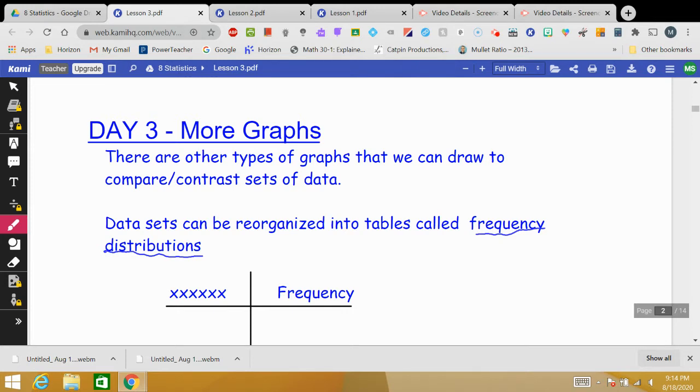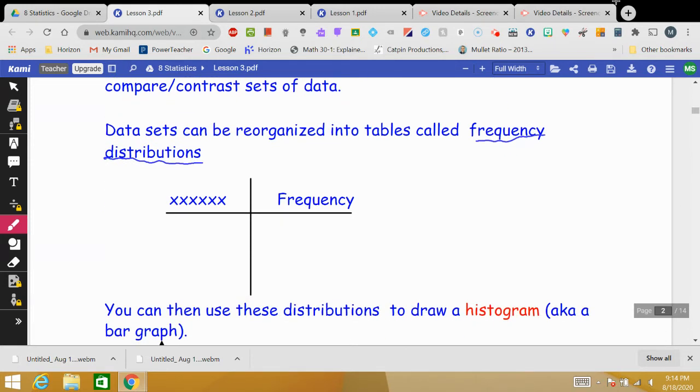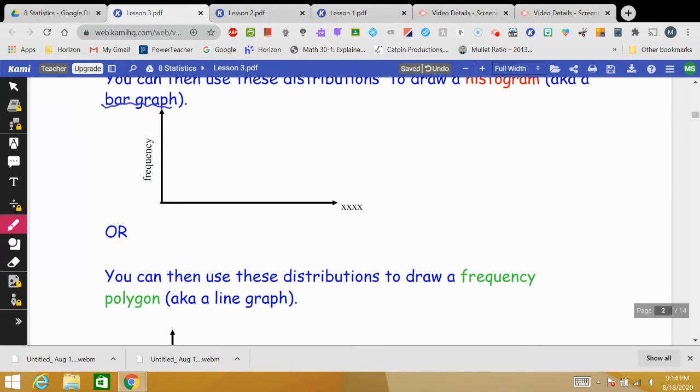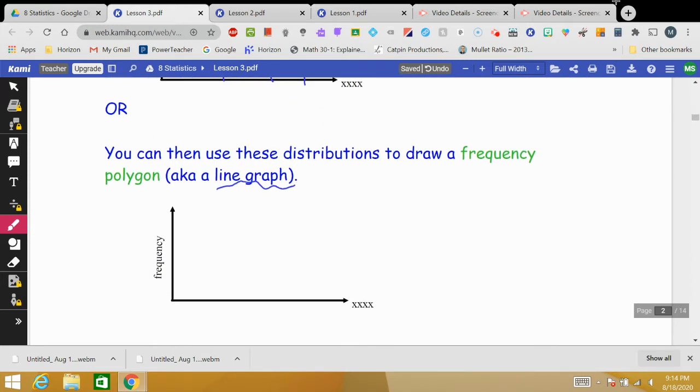that's called a frequency distribution. Okay, so when we organize our data into a frequency distribution, the two types of graphs that we typically draw are bar graphs or line graphs. Okay, so remember, a bar graph looks like this, and a line graph looks like this, where you join like that.